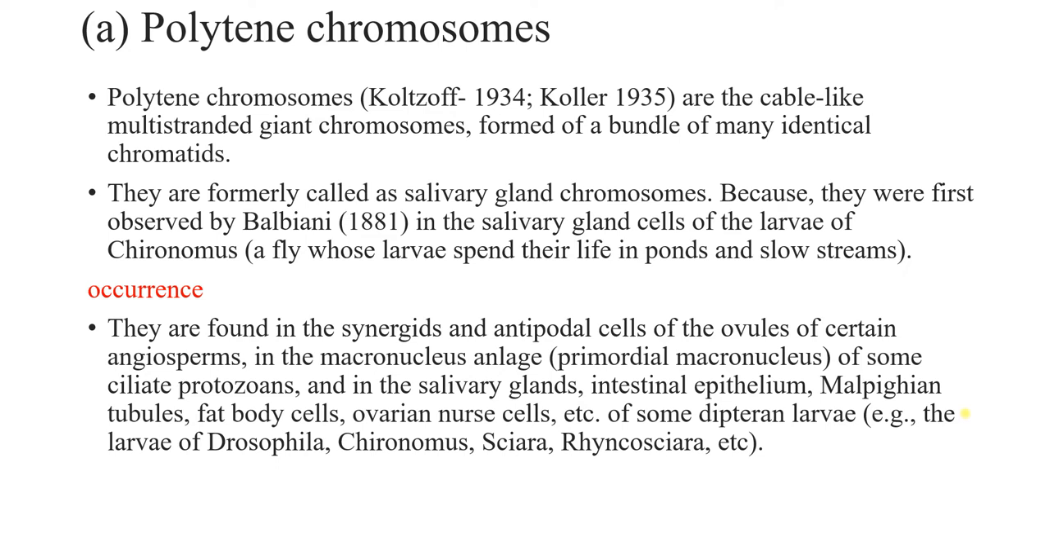Chironomus is a fly whose larvae spend their life in ponds and slow streams. Polytene chromosomes are found in the synergids and antipodal cells of the ovules of certain angiosperms, in the macronucleus of some ciliate protozoans, and in the salivary glands, intestinal epithelium, Malpighian tubules, fat body cells, and ovarian nerve cells of some dipteran larvae like Drosophila, Chironomus, etc.